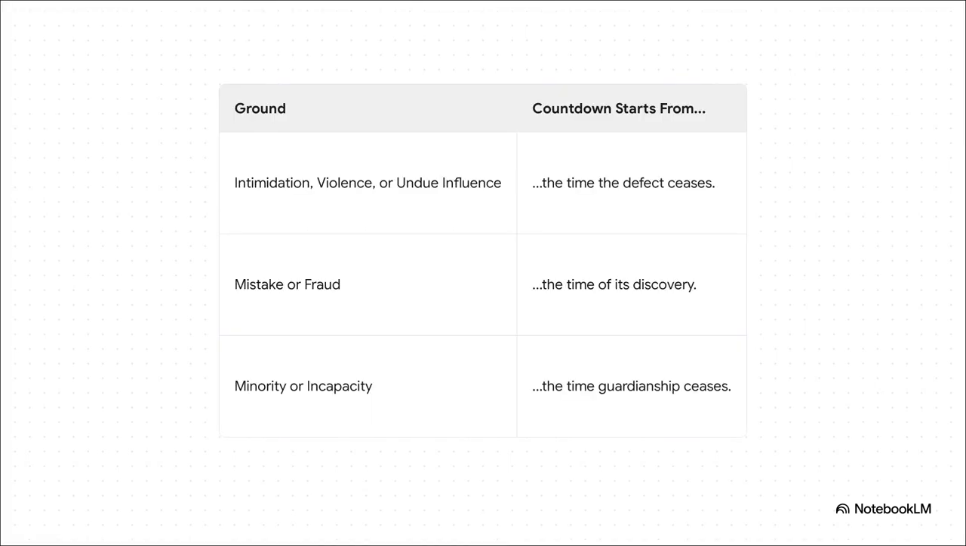But here's the tricky part, and this is prime exam material. When does that 4-year clock actually start ticking? It depends on the bug. If there was intimidation or violence, the clock starts when the threat is gone. If it was mistake or fraud, it starts when you discover it. And for a minor, that 4-year period only begins once they become an adult. They love to ask about this on the exam, so really soak the slide in.